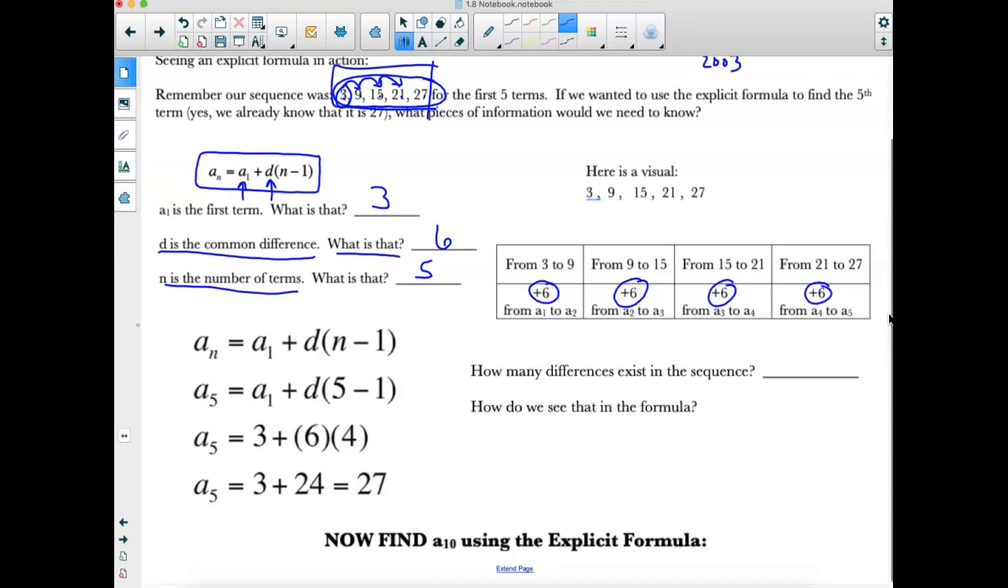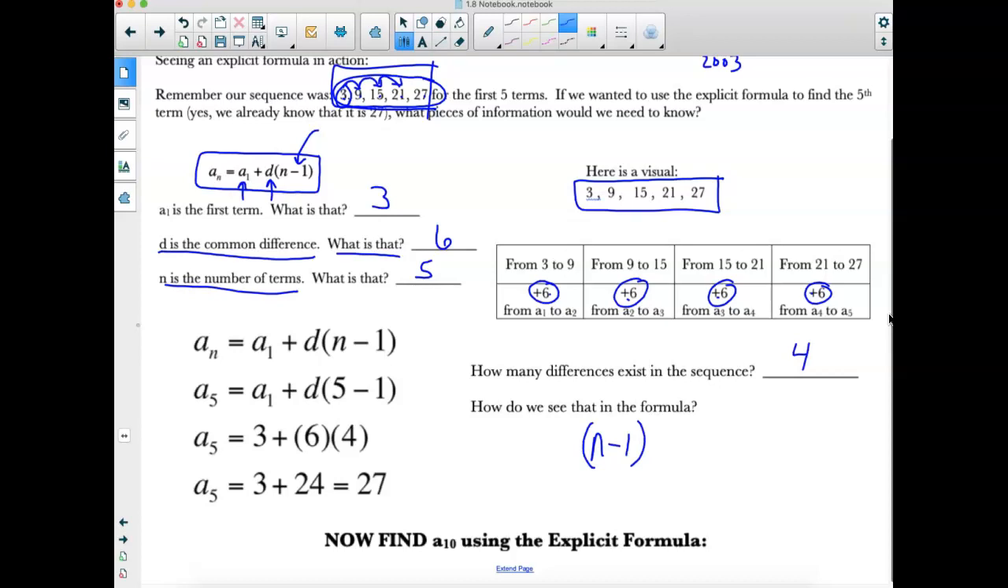How many differences were used in this sequence just to find these 5 terms? How many times did we physically add the common difference? 1, 2, 3, 4. We used 4 of them. How do we see that in the formula? Well, we see that in the n minus 1 in parentheses right here, right next to the D. That tells me how many times I have to use the common difference to get there.